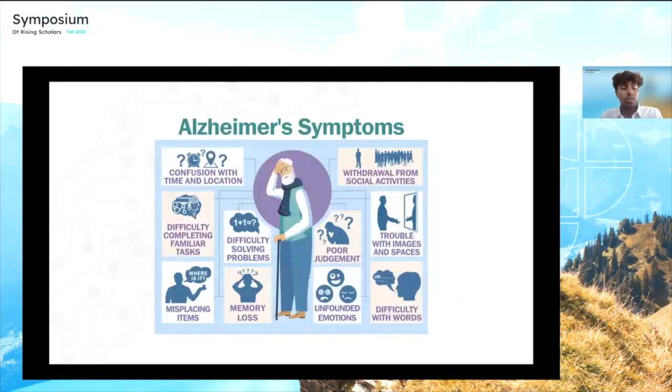So let's take a look at Alzheimer's disease. Alzheimer's disease is a disorder that is associated with impaired memory and important mental functions that can lead to a loss of thinking skills and the ability to carry out simple tasks. You may be familiar with its main symptom of dementia, but it can also cause other symptoms such as unfounded emotions, lack of social contact, and difficulty with speech and judgment.